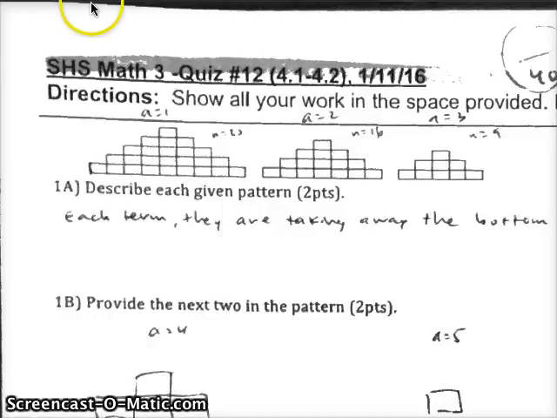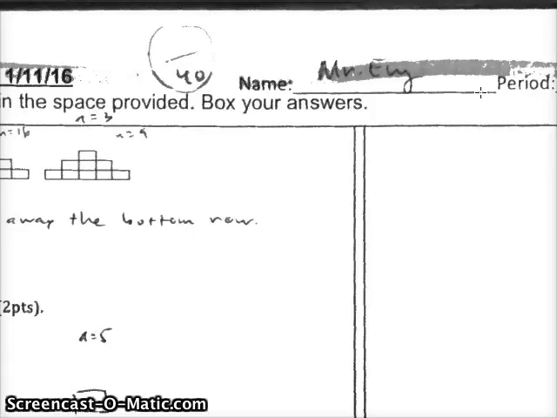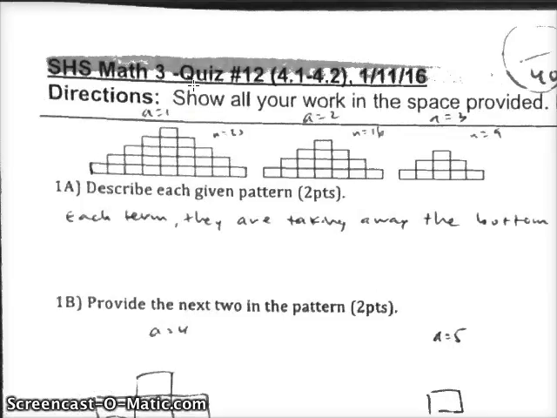These are the quiz corrections for Math 3 quiz number 12 on sections 4.1 to 4.2. This was taken on January 11th, 2016. Directions: show all your work in the space provided and box your answers. The quiz was out of 40 points.